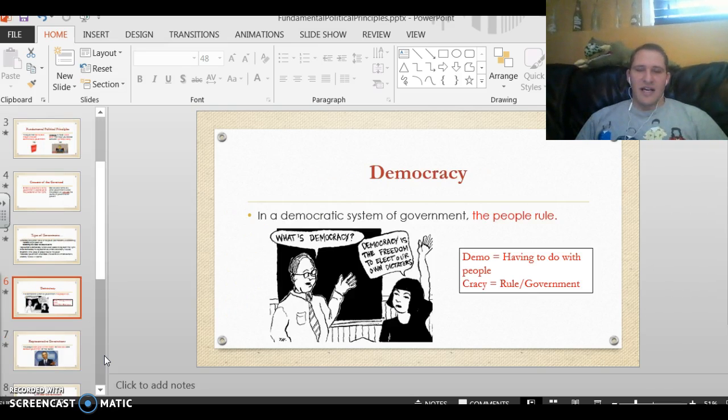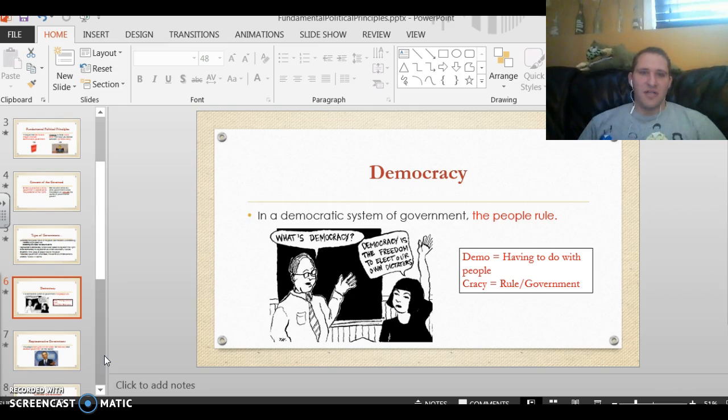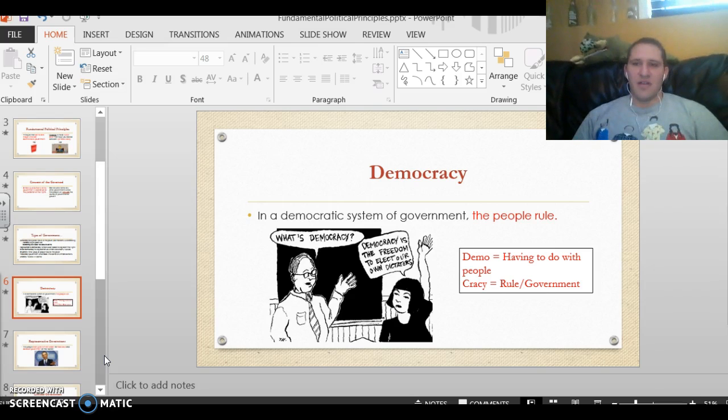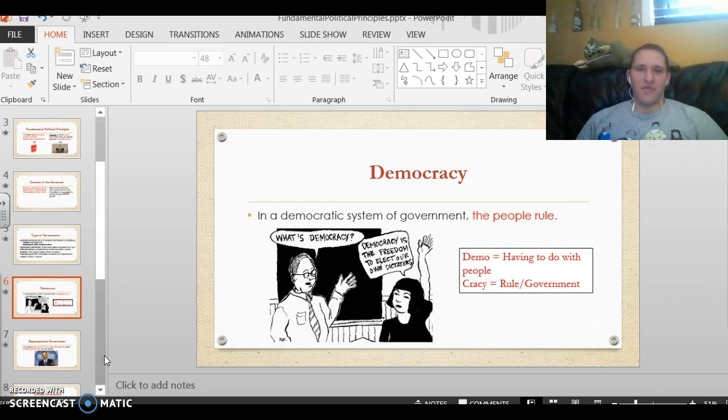The second concept is democracy. And in this system, the people rule. And that is exactly what democracy means, having to do with the people and then rule or government. So it's a word derived from Greek. And you can see that when you look at the way the word is broken down, it makes sense. Demo meaning having to do with the people, cracy meaning government. And remember, you can pause this presentation at any time if you need to catch up or go back and review your notes.